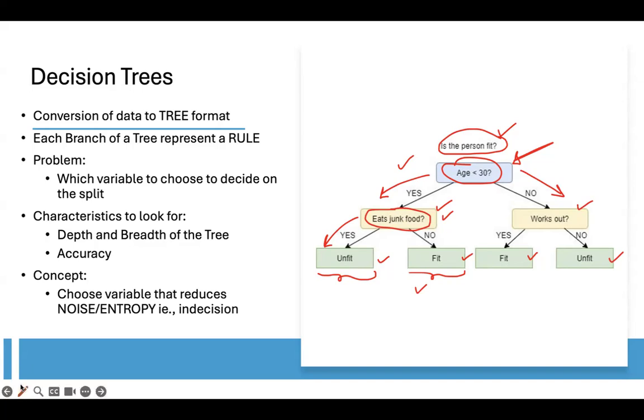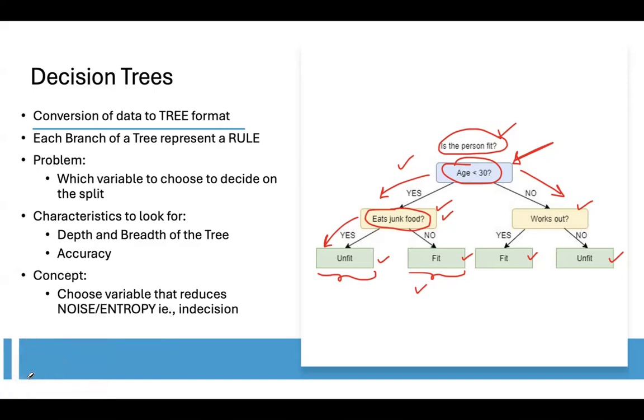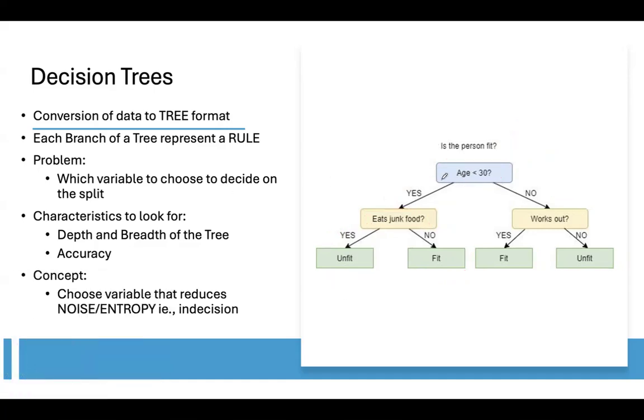Okay, is this clear? Is there any question about this? What you can detect out of this is that each branch is representing a rule. For example, this branch is representing rule 1 for decision, that's representing another rule, this is representing another rule, and this is representing another rule. That's why we call it a decision tree.